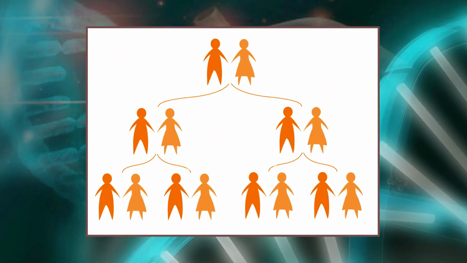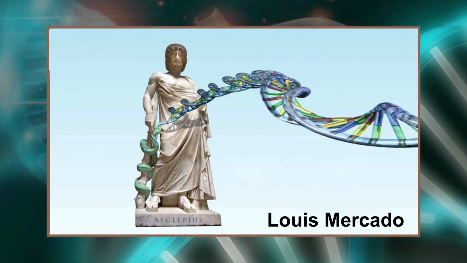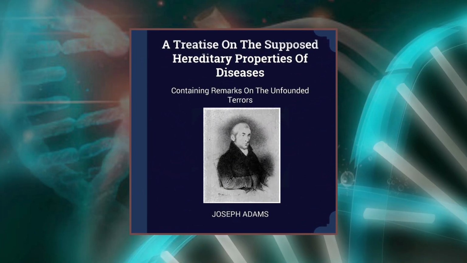Then for a long time, the question of heredity was no longer of interest until 1605, when Louis Mercado published De Morbis Hereditariis. This publication was followed by similar ones in the following years. More than 200 years later, Joseph Adams published his influential book, A Treatise on the Supposed Hereditary Properties of Diseases, based on clinical observations. But the question, how does heredity work, was still unsolved.